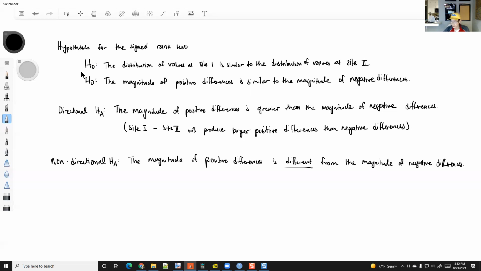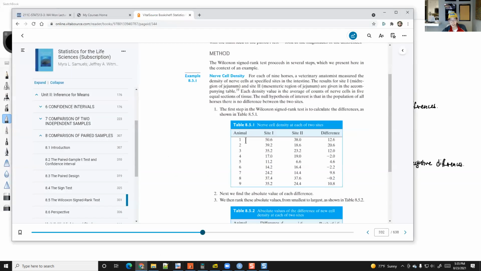Oh, question. Why are we referencing sites as in site 1 minus site 2? That's just from the example in our textbook where they said they measured nerve cell density at site 1, which is the mid region of the jejunum, and site 2, which is the mesenteric region of the jejunum.